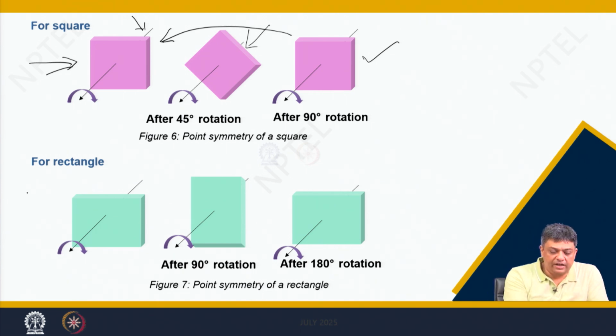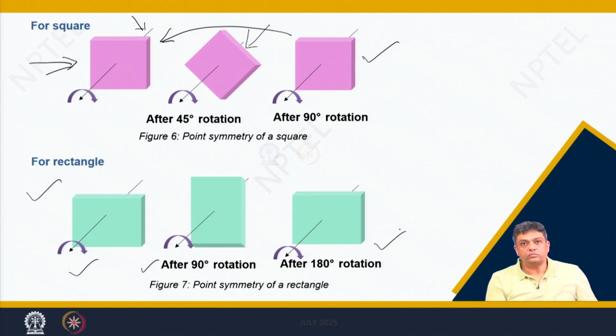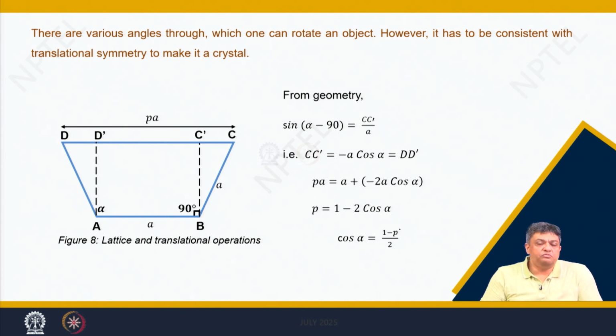Similarly, you can have for rectangle, rotate by 90 degrees or rotate by 180 degrees. So, you can see how the structures rearrange just by rotating the structure about an axis. Now, there are various angles through which one can rotate an object. However, please remember, I am emphasizing it has to be consistent with the translational symmetry to make it a crystal.